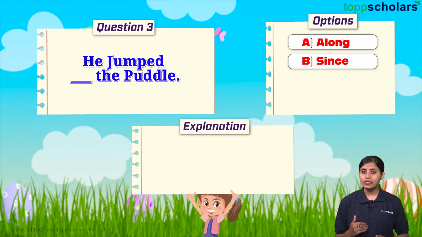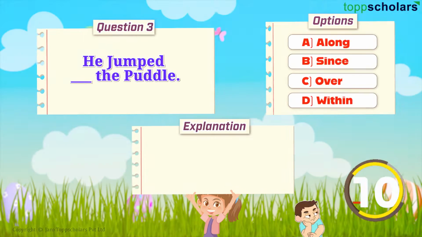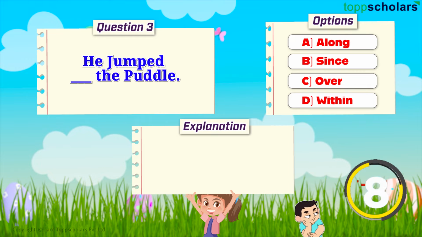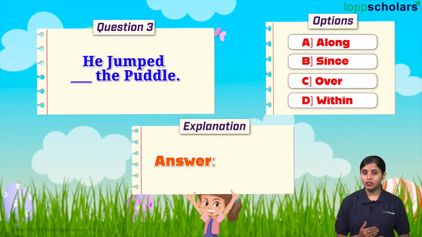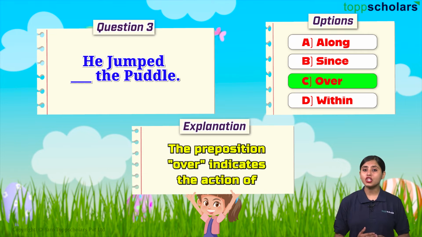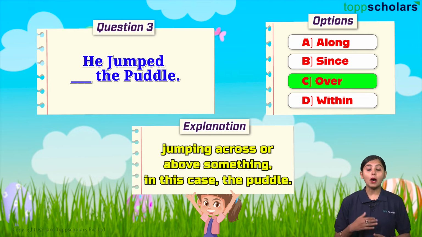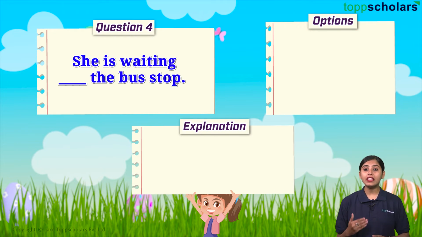Along, since, over, within. Answer: over. The preposition over indicates the action of jumping across or above something, in this case the puddle. Fourth, she is waiting dash the bus stop.